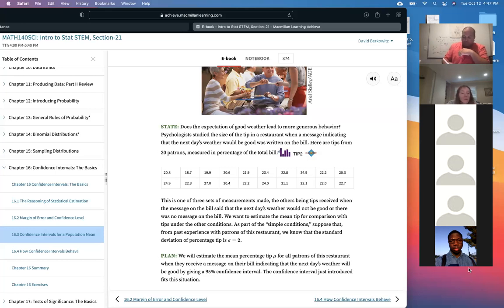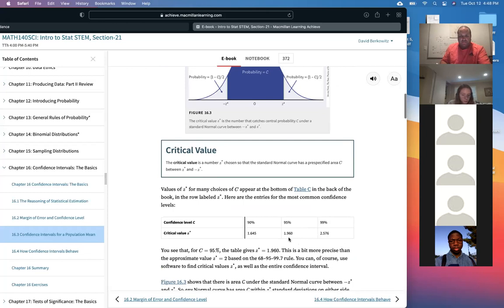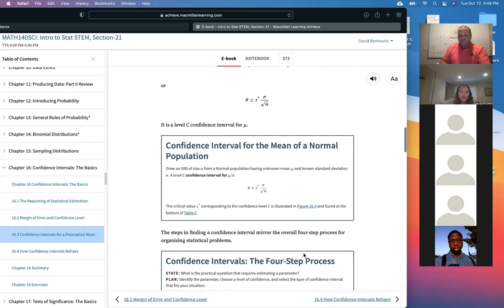What is my confidence level? 95%. It's given there on the bottom. I didn't read it, but it's given there, which tells me that my Z star is equal to what? 1.96. Actually, the book, just so you know, writes it as 1.960, using three digits. I'm going to use 1.959963986 in my calculator, but it's all the same. No, 1.64 is only for 90%. This is 95%.